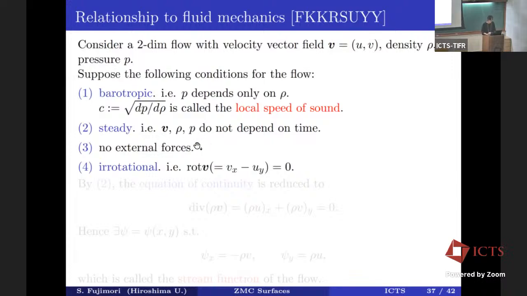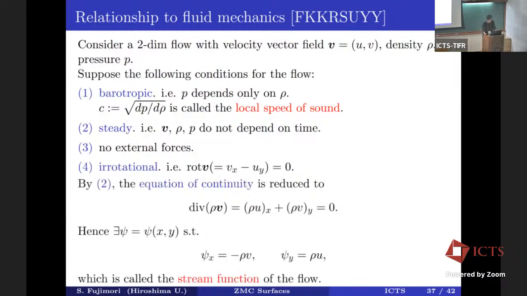Okay? And we suppose no external forces. And we also assume that the flow is irrotational, that is, the rotation of v is equal to 0. Okay? So rot is the two-dimensional rot.